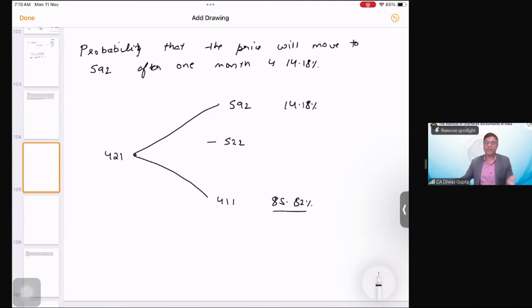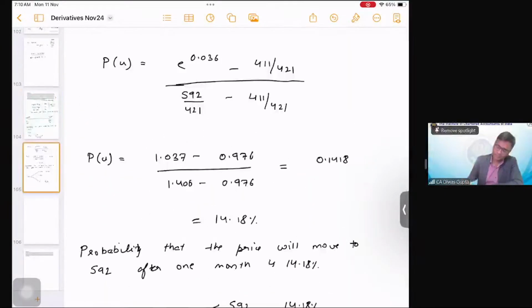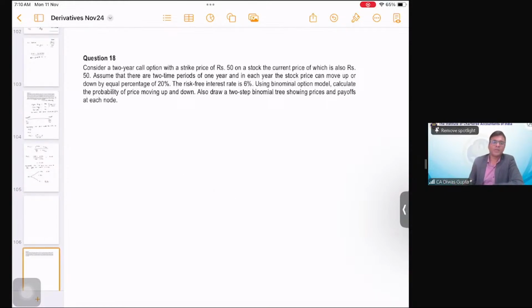Hence the call should be taken accordingly by Suman. Clear? Any questions, students, till now? Please do let me know. Let's move to question number 18.